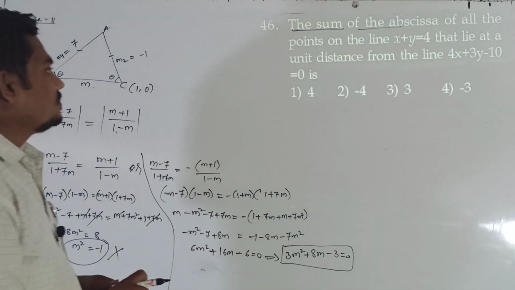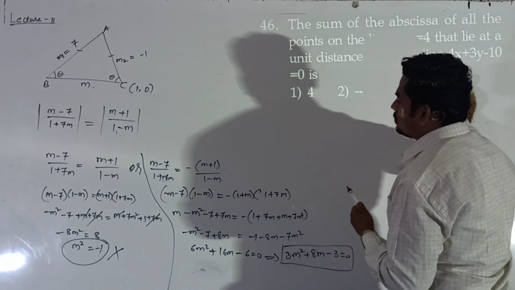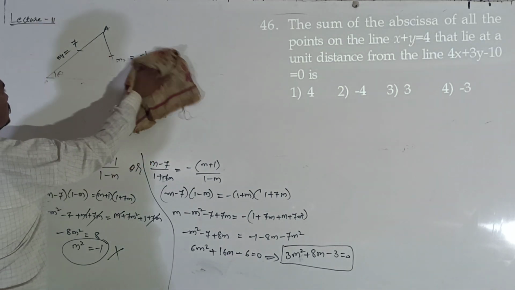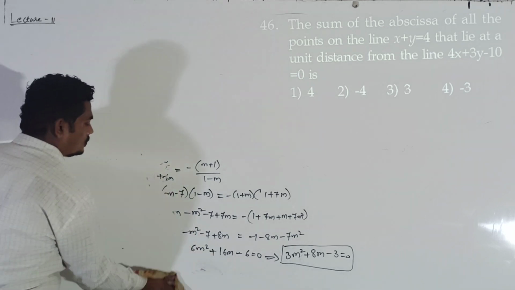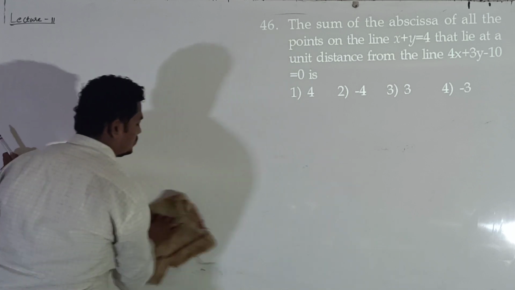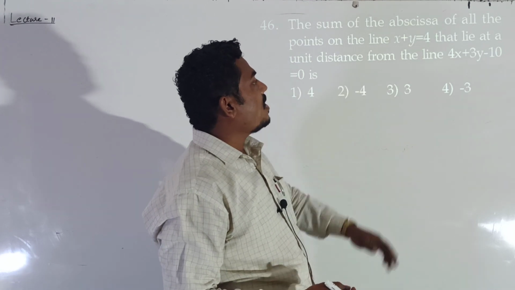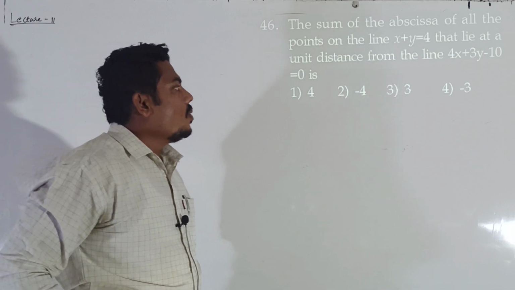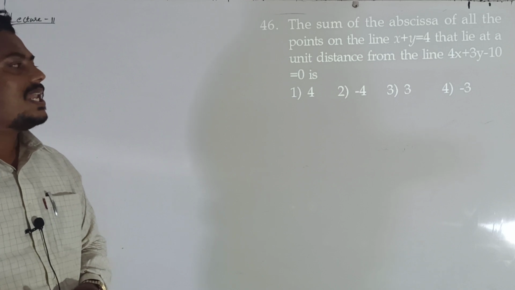Next question. The sum of the abscissa of all the points on the line x plus y equal to 4 that lie at a unit distance from this line.